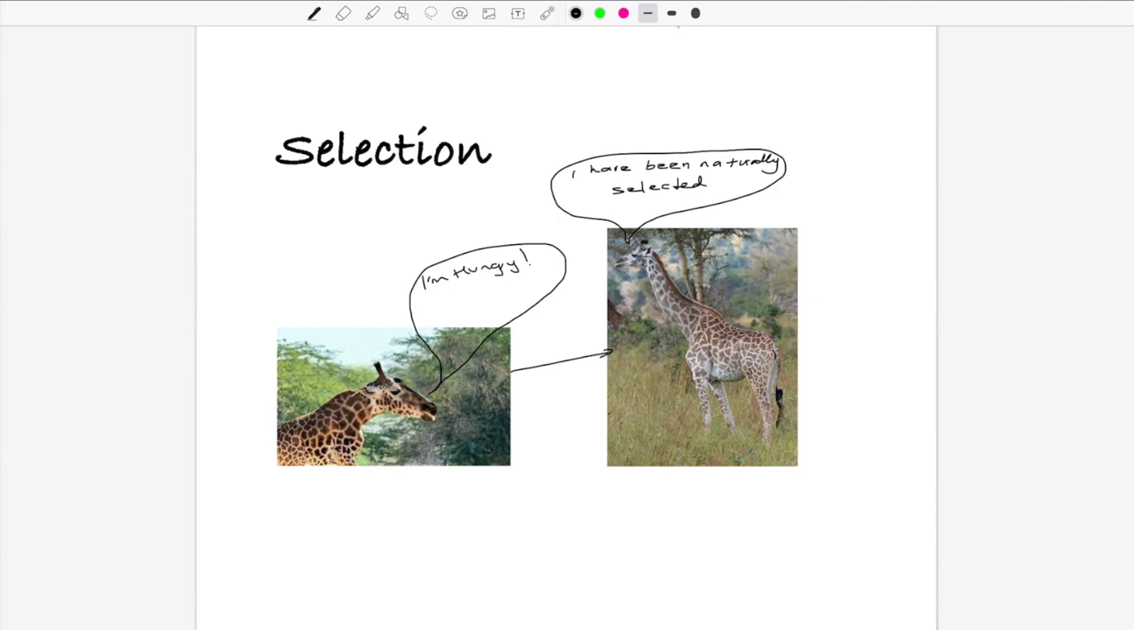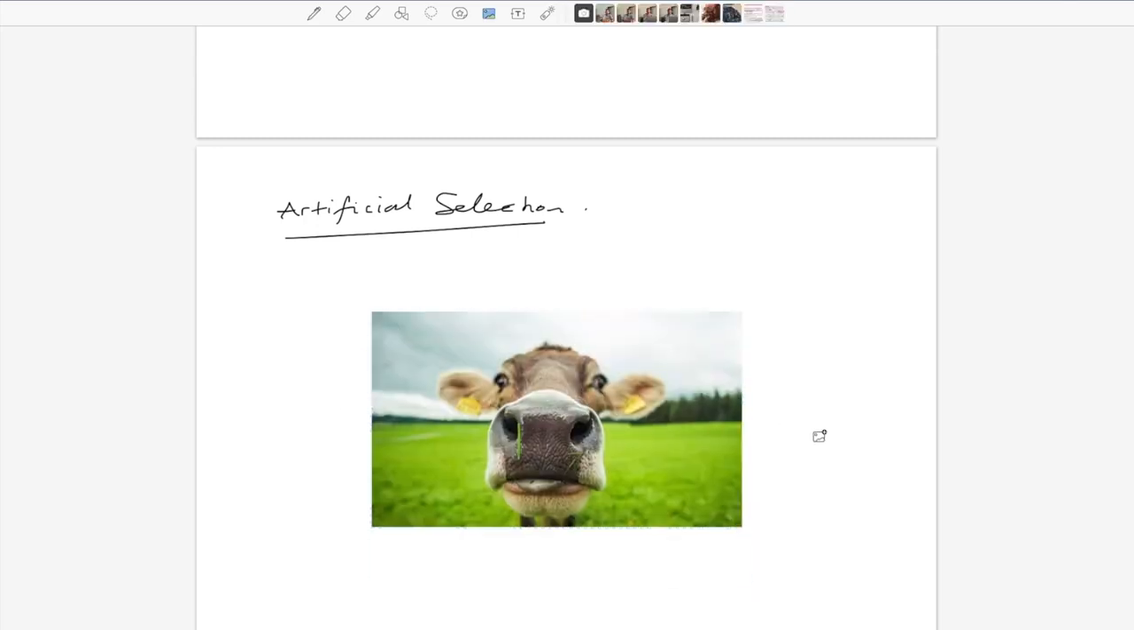And so then the second type of selection is artificial selection. This is where humans really get involved in the process and artificially control the direction of evolution. And so we can see that, for example, in the dairy industry, dairy farmers will selectively breed cows that have a higher milk production rate. And this is often due to genetic factors.